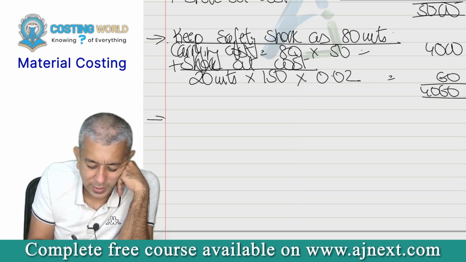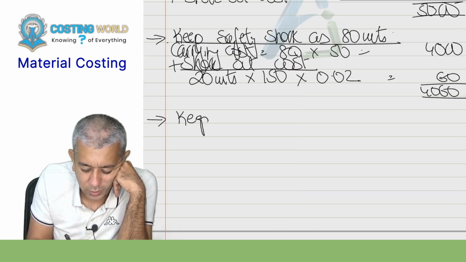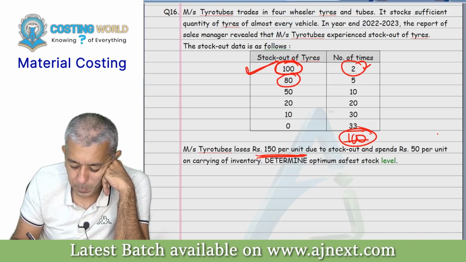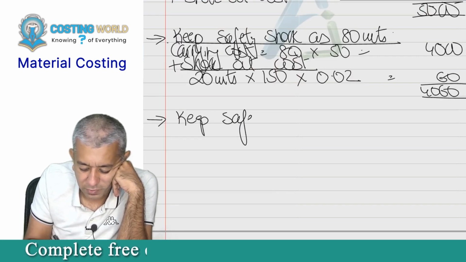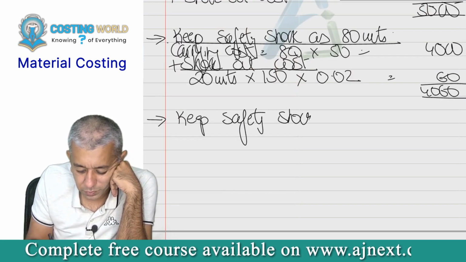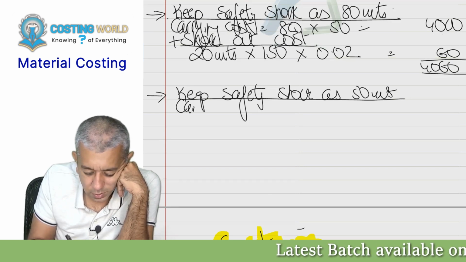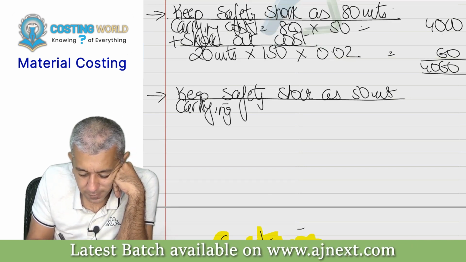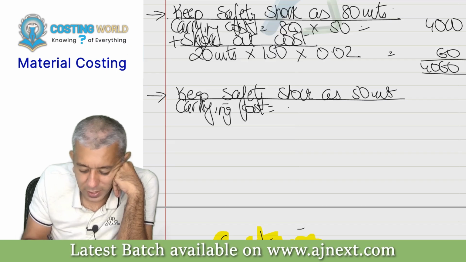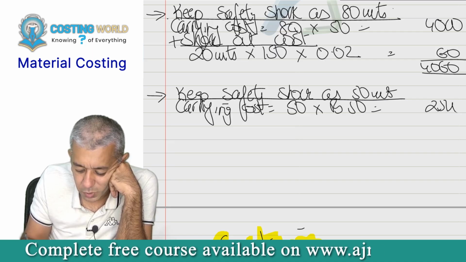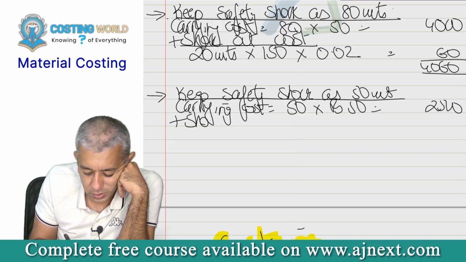Next one I will do, and that will be my last one. That will tell you whatever you have to be doing extra. Tell me, after 80, which is your next option? 50. So therefore keep safety stock as 50 units. Carrying cost, so 50 into rupees 50, 2500 plus.